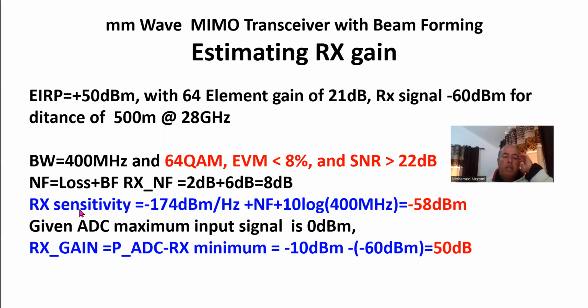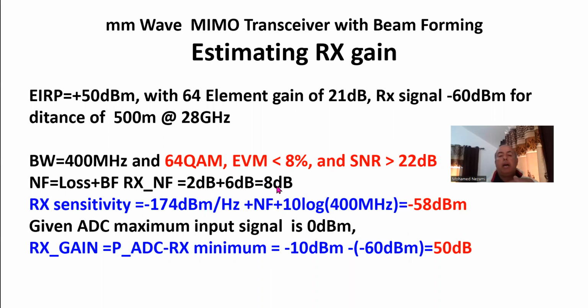And so the sensitivity of the receiver, thermal noise wise, in 400 megahertz is about minus 58 dBm, assuming the noise figure, which is typically 6 dB for the beamformer chip in the front end, plus 2 dB of losses somewhere in there. So you're most likely going to end up with a noise figure of about 8 dB.